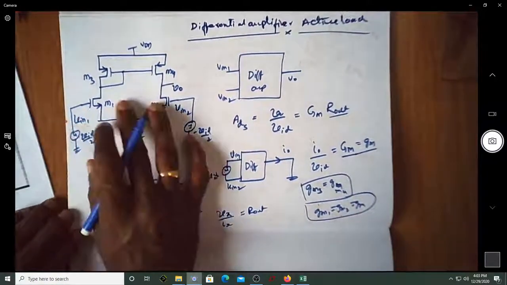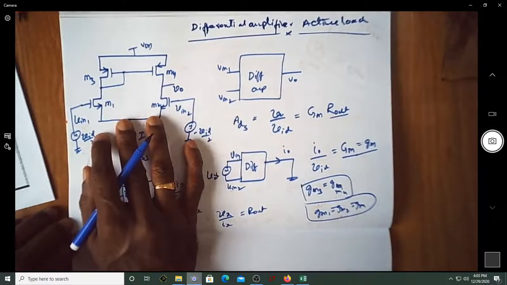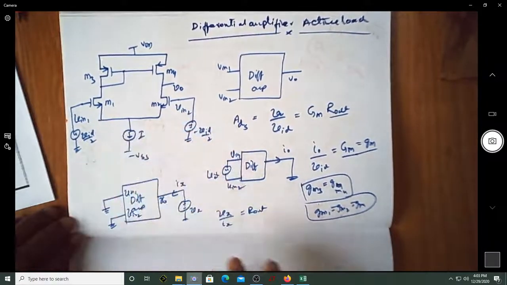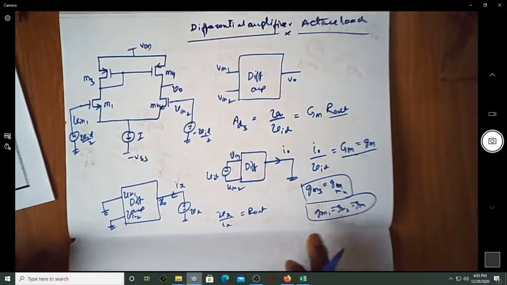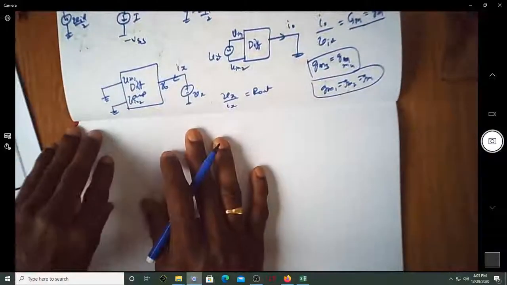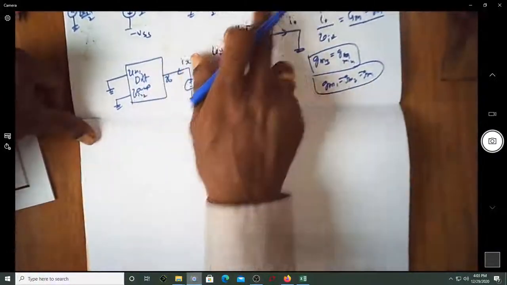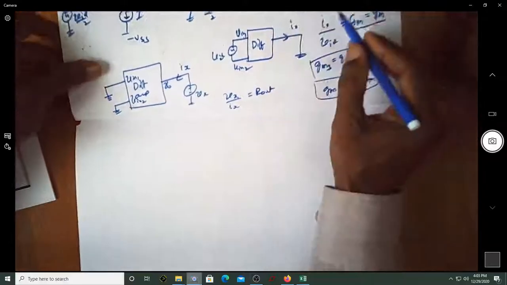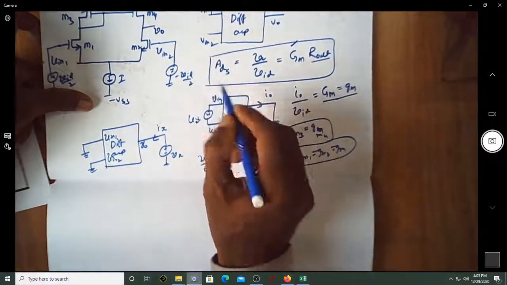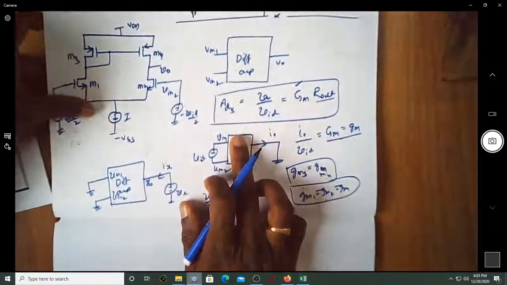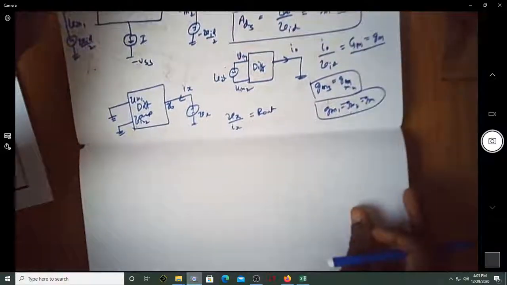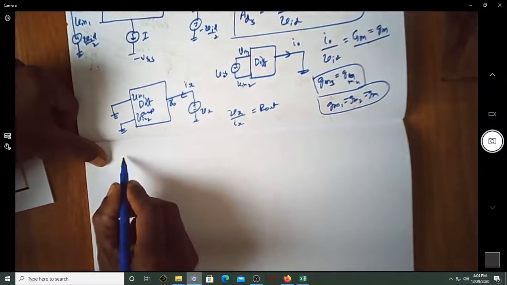So in this particular amplifier circuit, we need to apply a dummy source Vx, ground the two inputs, and then analyze what the value of R out is. Since we know the value of GM, if we find R out, we can certainly estimate the gain of this differential amplifier with the active load with differential input. So let us go with that.